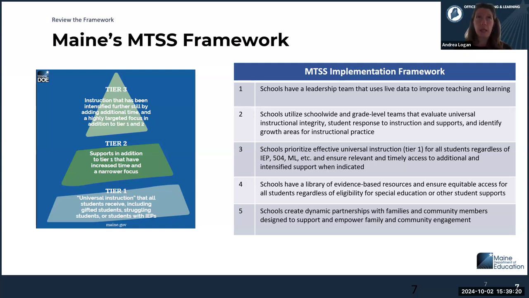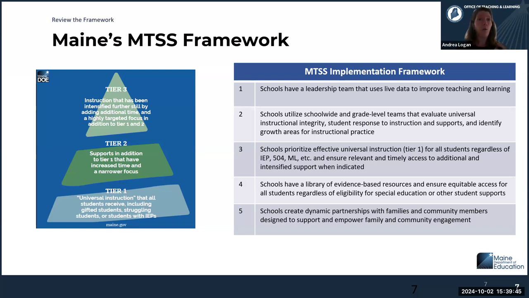Now, I know what some people are thinking: the state of Maine collects state data, and we don't get that until the fall or much later. While that is true, we use that data to look at the overall picture, to create a snapshot of how schools are doing, but that data isn't necessarily useful. And I will go all the way to the end of my career saying this.